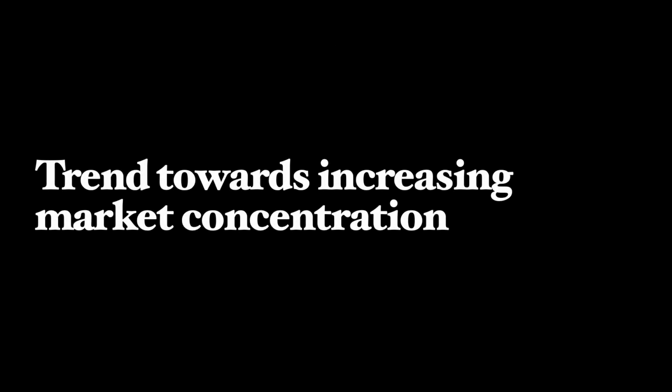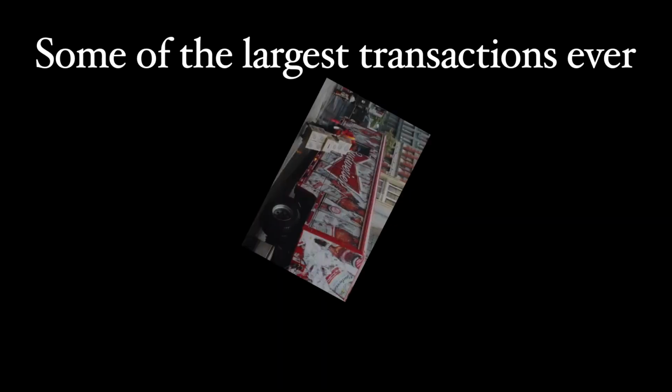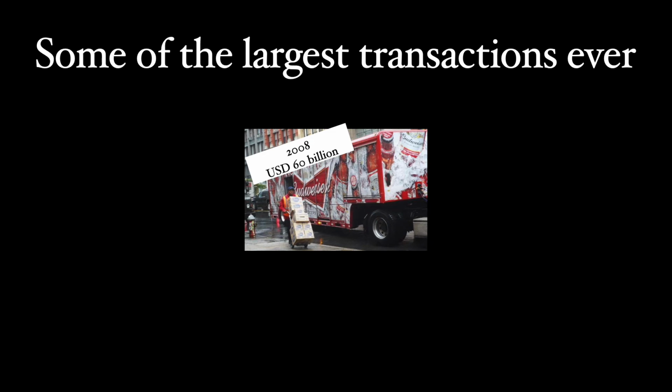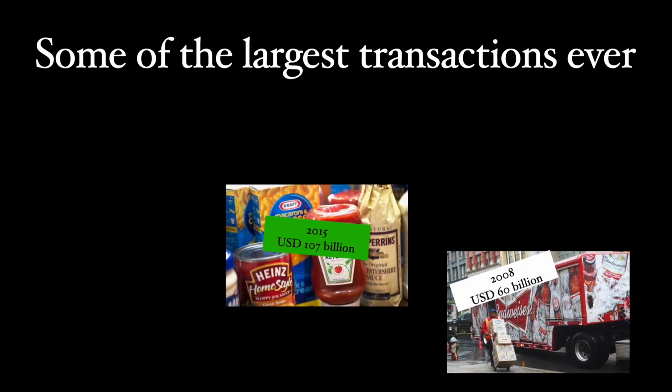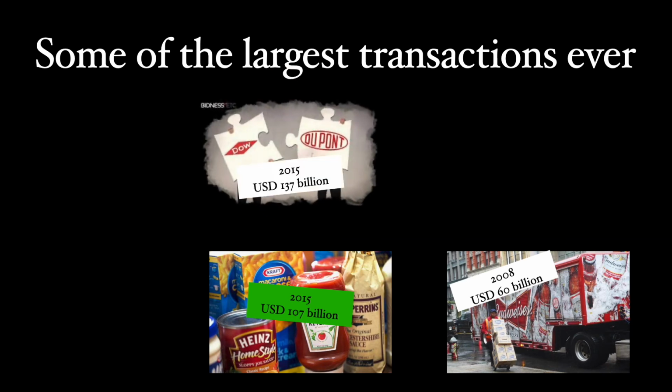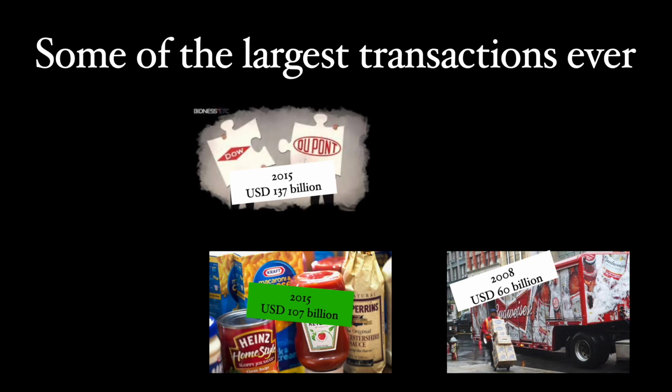Now, is there a trend towards increasing market concentration? Let's look at some of the largest transactions ever. In 2008, the acquisition of Anheuser-Busch by InBev, creating the world's largest beer producer, was a mega transaction reaching a value of $60 billion US. In 2015, the merger between Kraft and Heinz reached a transaction value of $107 billion. The same year, a very controversial transaction, the merger between Dow and DuPont, two large chemical companies, reached a transaction value of $137 billion.